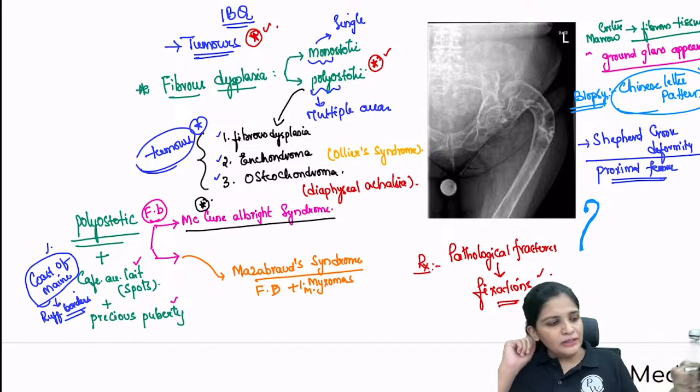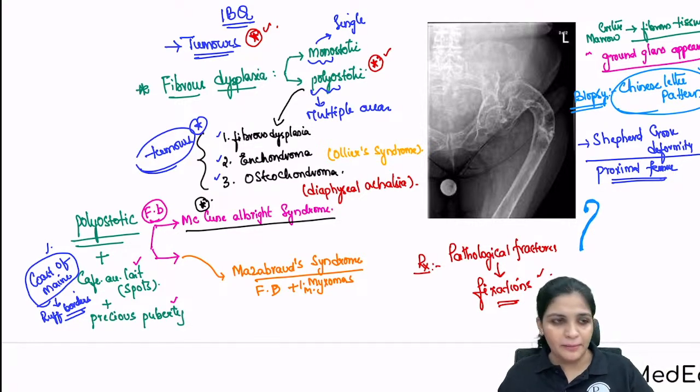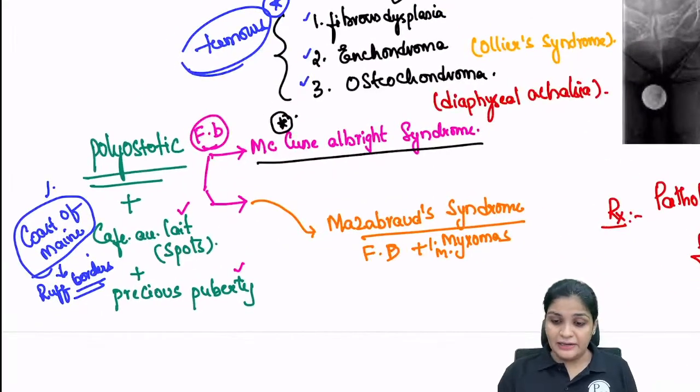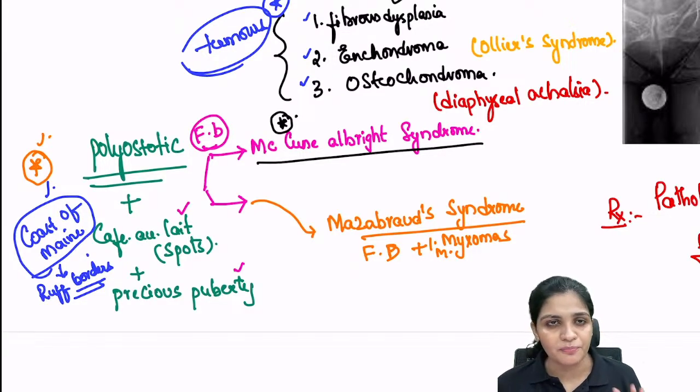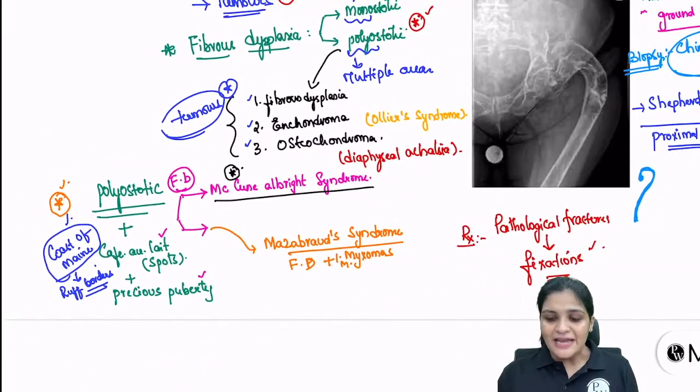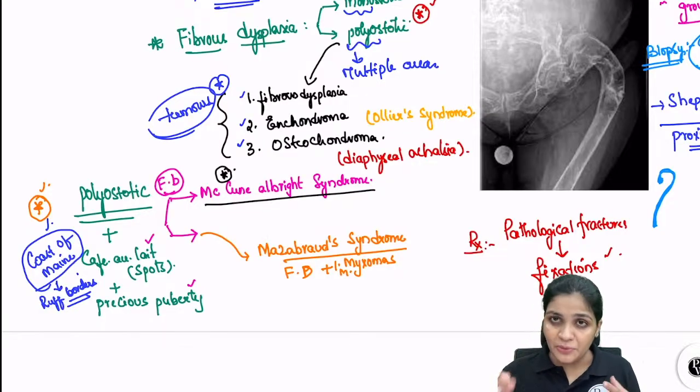So this is about all the things which you have to remember. Now the question might be about the coast of Maine also. They can just ask you, what is this coast of Maine? These are the pigmented spots, the café-au-lait spots, present in the form of coast of Maine, seen in case of fibrous dysplasia. So this image can lead to a question of that. This image can lead to a question of what is Mazabraud syndrome, what is McCune-Albright syndrome.